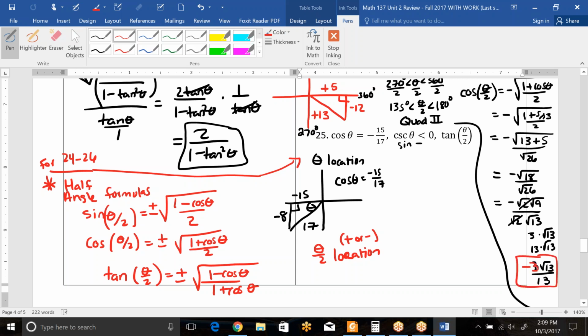I dropped off my negative sign. So the final answer on that last one was negative 3 square root of 13 over 13. I lost the negative. But the half angle's location, remember, is from 180 to 270. So half of that would be 90 degrees to 135, which is again in quad 2. The reason that matters is in quad 2, tangent is going to be positive. So we're going to choose the positive case here.